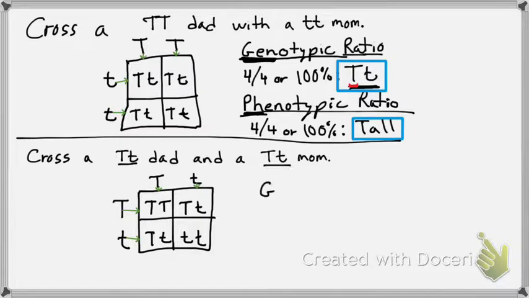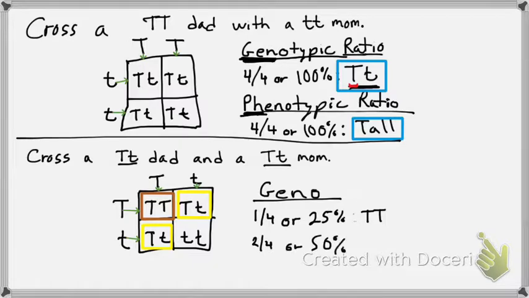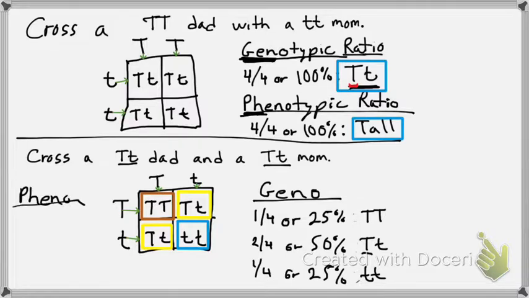So in this case, our genotypic and phenotypic ratios are going to look a little different. 1 out of 4, or 25%, will be big T, big T, so homozygous dominant. 2 out of 4, or 50%, will be big T, little t, heterozygous. And 1 out of 4, or 25%, will be little t, little t. But the phenotypes are going to look a little different because these people have at least one dominant allele, so they are going to be tall. So actually, 3 out of 4 of these children are going to be tall. 1 out of 4 is going to be short.